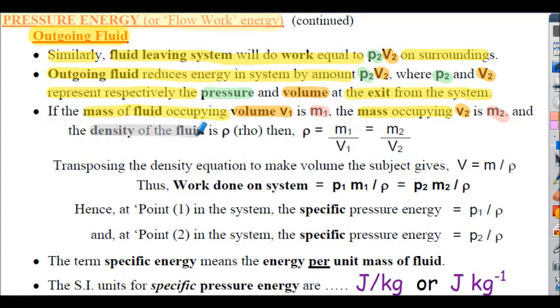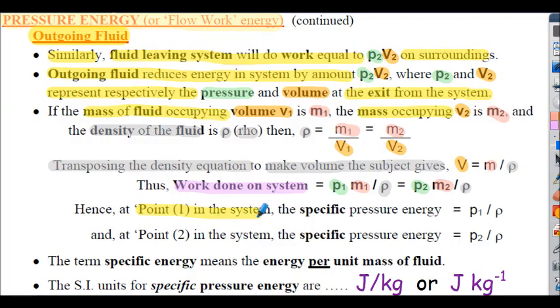Notice that the density of the fluid, Greek symbol lowercase rho, is stated as rho is equal to M1 divided by V1, and that's equal to M2 divided by V2. Transposing the density equation to make volume the subject gives V is equal to M divided by rho. So from our previous slide, work done on the system, instead of being written as P1 multiplied by V1, can be written as P1 multiplied by M1 divided by rho. And that equals P2 multiplied by M2 divided by rho.